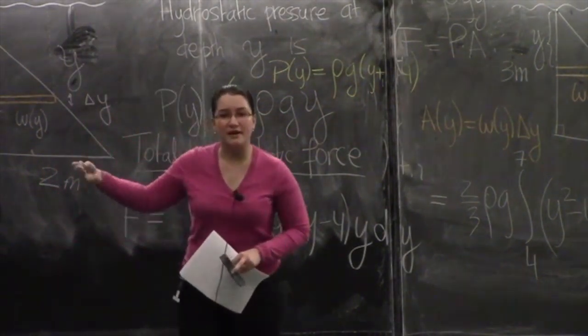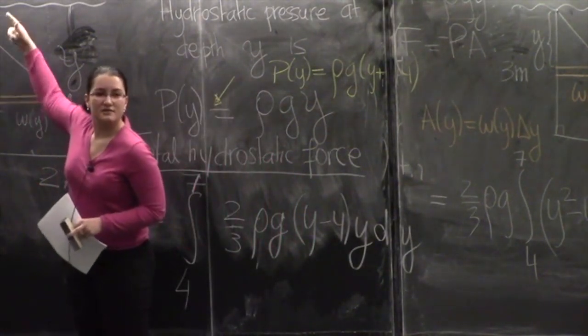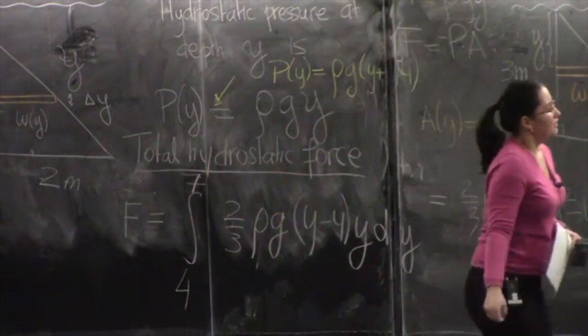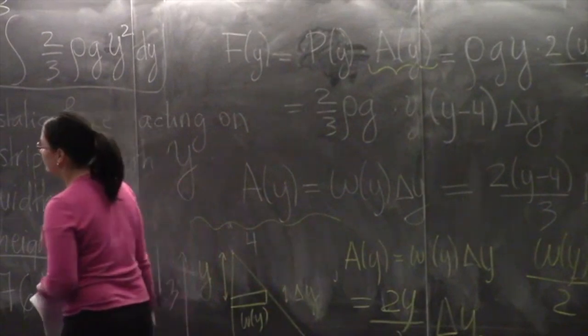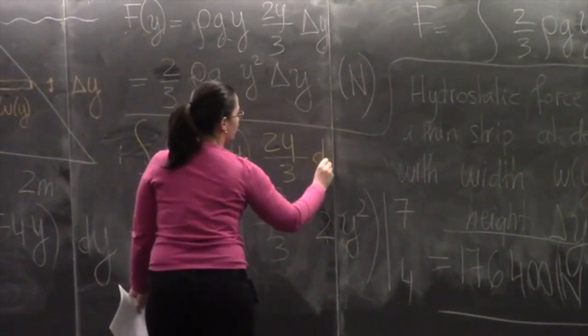It's just because if y is the distance from this point to the top of the triangle, then the total distance to the surface of the water is y plus 4. Good? Okay, so it means that when you write the corresponding integral, you are going to get something like the integral of rho g times y plus 4 times the area right there, which is 2y over 3, dy.